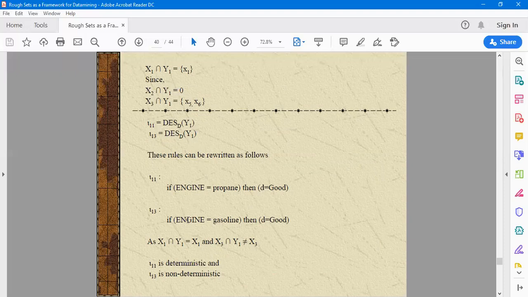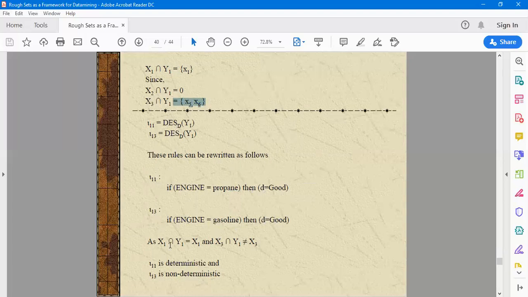Because now our entire analysis is on the good car. When the analysis will be on the bad car, then probably this would be 0, this would be x2, x3, x4, and this would be again x5, this would be x7 and x8. That will be y2 in terms of y1, because now we are deciding about the bad car. But in this particular case, coming to T11, how you have to write: if engine is equal to propane, then D is equal to good. And T13 is: if engine is equal to gasoline, then D is equal to good. So this will be only the term for x5 and x6.